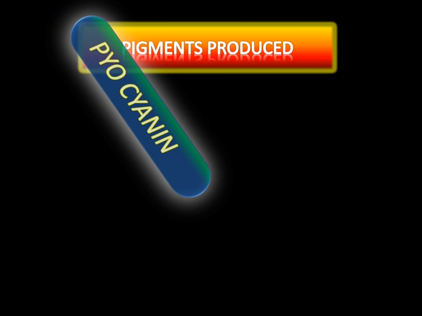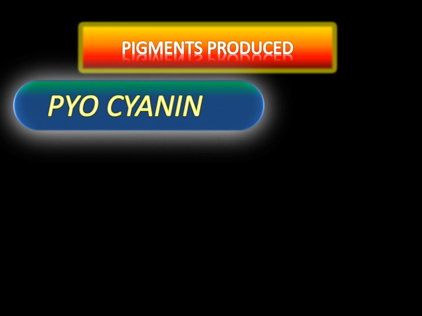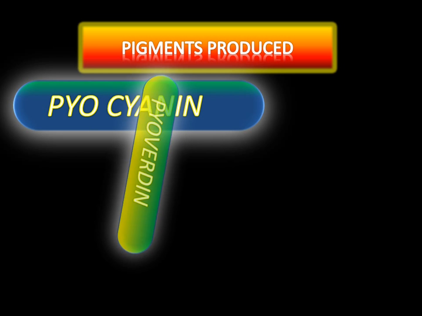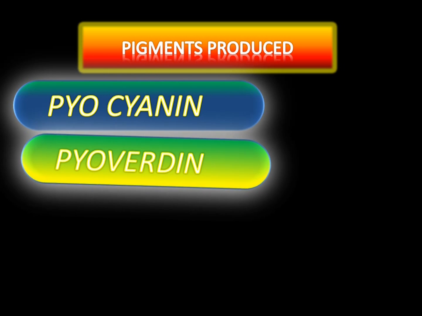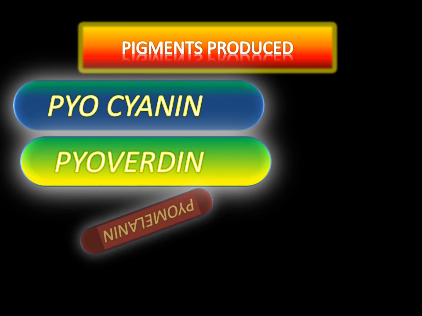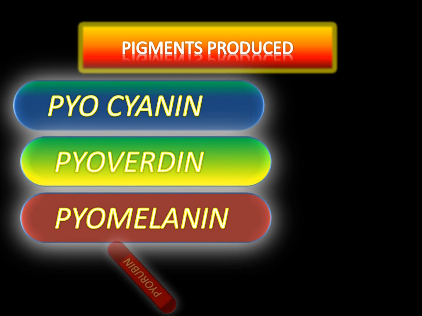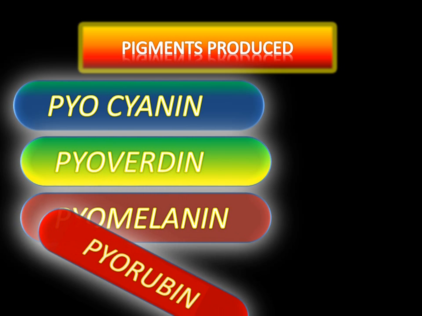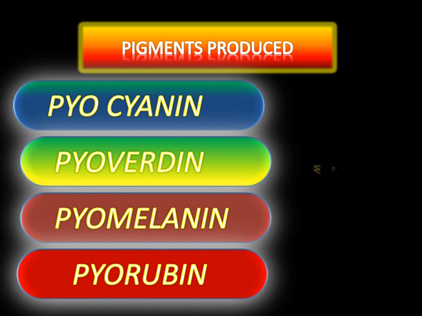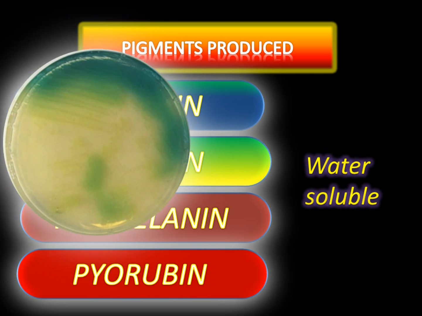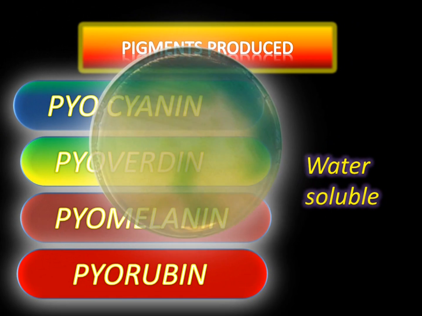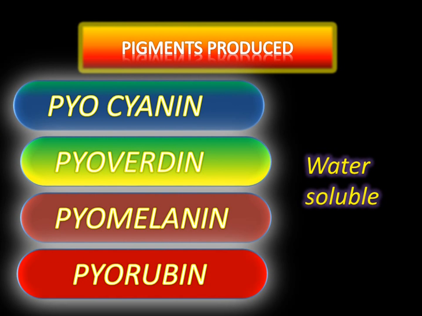There are certain pigments produced by this organism. These are pyocyanin, which is bluish-green in color, pyoverdin or fluorescein, which is yellowish-green in color, pyorubin, and pyomelanin, which are red and brown respectively. All the pigments are water-soluble and they all diffuse in the agar medium, unlike the golden yellow colonies.